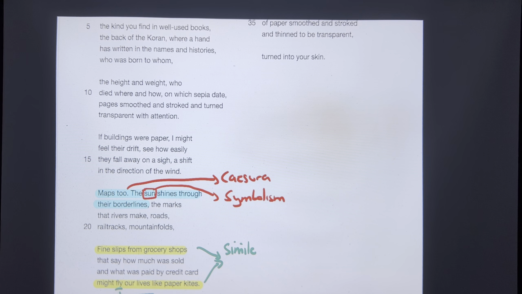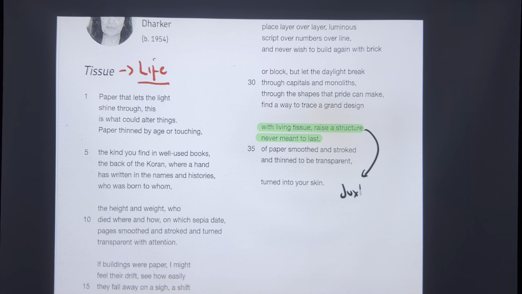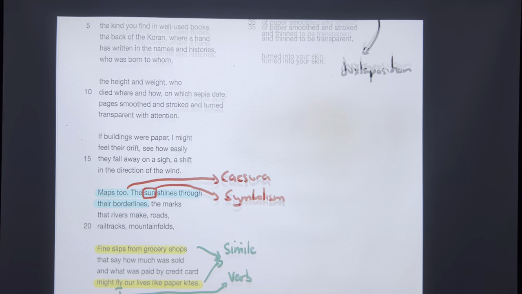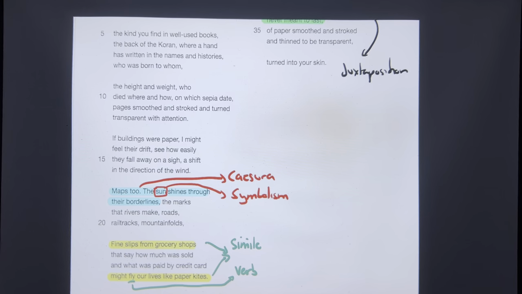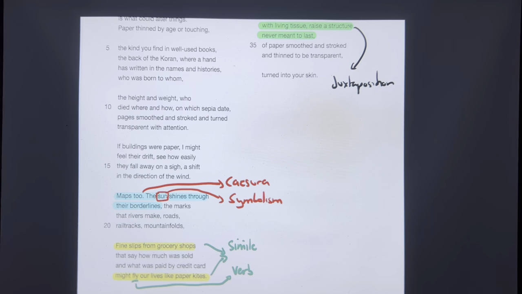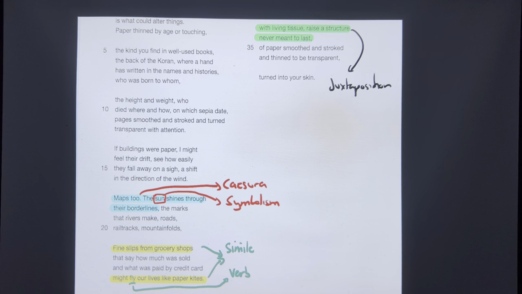And then I would talk about the verb over there, in that quote there. Now, what are we doing with these quotes? Let me zoom out a little bit, guys. Why did I pick these particular quotes?